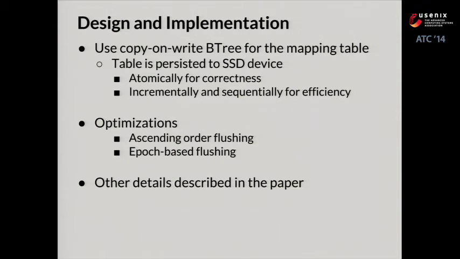Recall that we flush blocks to the primary storage asynchronously. We have implemented two flushing optimizations based on reordering writes within epochs. This reordering is allowed by the storage interface. First, ascending order flushing: flush blocks in the order of primary storage block numbers to reduce disk seeks on the primary storage. Second, epoch-based flushing allows flushing blocks from a previous epoch concurrently with the writes to the current epoch. Our paper describes these and other optimizations in detail.